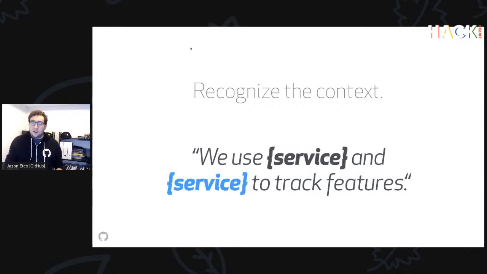So we use service and service to track features, right? We see the different APIs from these two different services. We see how they connect. We also see how they don't connect. And as much as you can, if you can reduce context switching, right? If you can try to keep all of the information from different services in one place, you'll end up being more productive, and everybody on your team and everybody that you work with will be a lot more informed. So they don't have to go chasing around information.